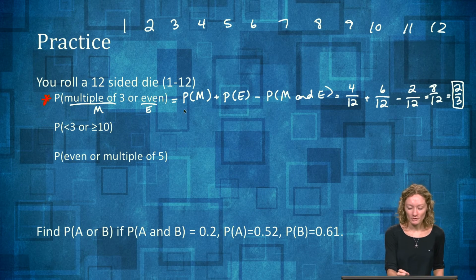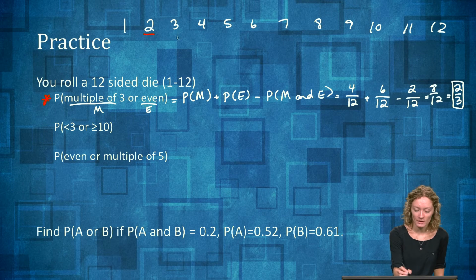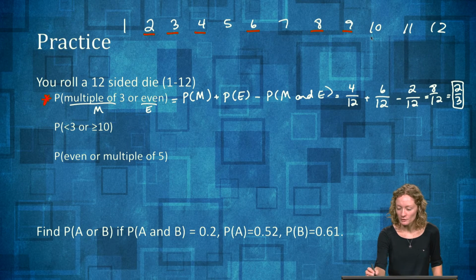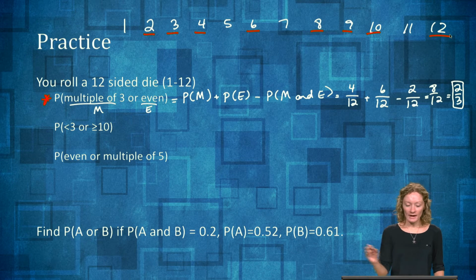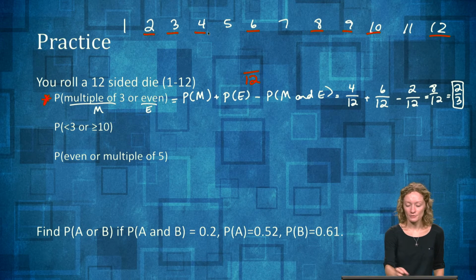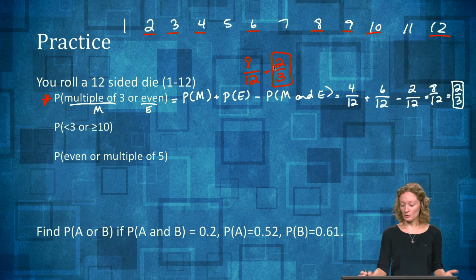We want multiple of 3 or even. So here's even, multiple of 3, even, both, even, multiple of 3, even, and both. And then how many of the 12 meet either or criteria? 1, 2, 3, 4, 5, 6, 7, 8 of the 12 simplifies to 2/3. I'm not saying you have to use the formula. You can pick one way and stick with it.